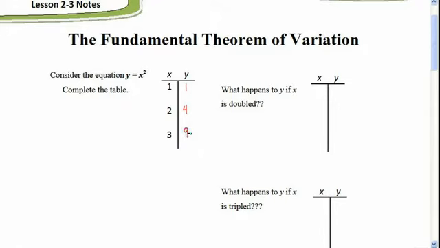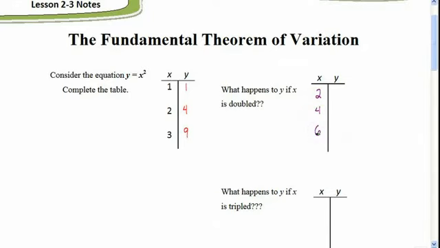Now the idea in this lesson is we want to look at what's going to happen to y if our x gets doubled. Now you might at first think, well, if x is going to be doubled, then y is going to be doubled, which might be a fair assumption, but let's see what really happens. So first, if I double my x's, so if I double 1, I'm going to get 2. If I double the 2, I'm going to get 4. And if I double the 3, I'm going to get 6.